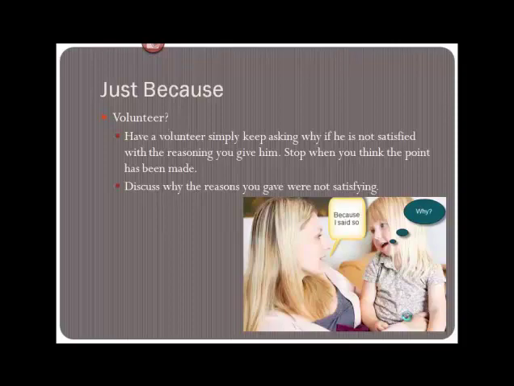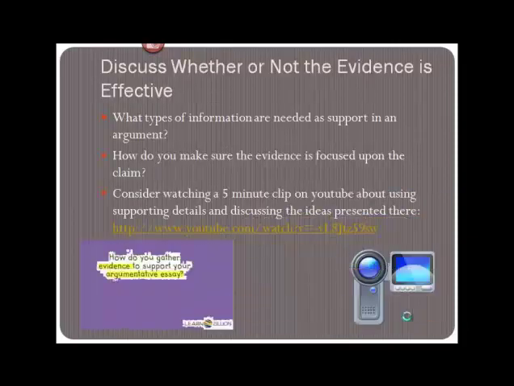And then, as a class, discuss why the reasons you gave were not satisfying. Was there any meat behind what you were saying? Or was there solely opinions, and opinions that weren't even supported because we didn't learn what they were, just because I said so. So you want to talk about using effective evidence, the need for evidence in general, and making sure that that evidence is focused upon the claim.